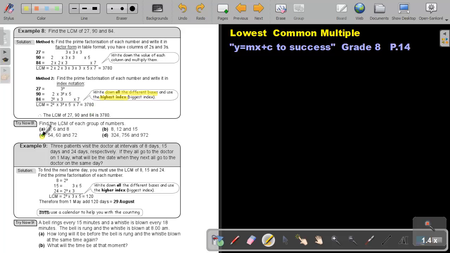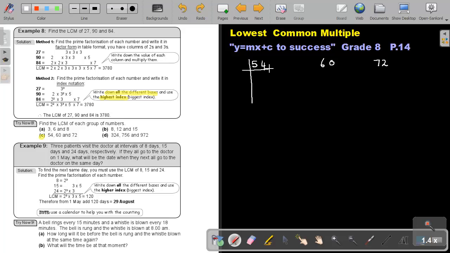I want you to try to do number C. Stop the video, and as soon as you are finished, you can continue with the video. Okay, let's find the lowest common multiple of 54, 60, as well as 72.